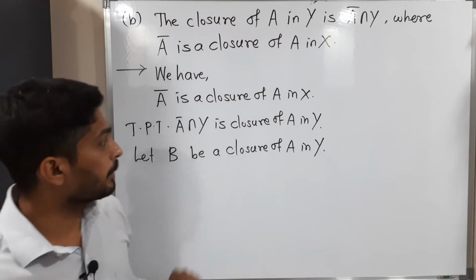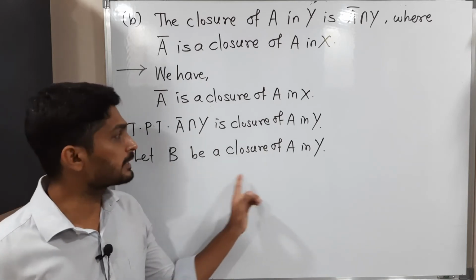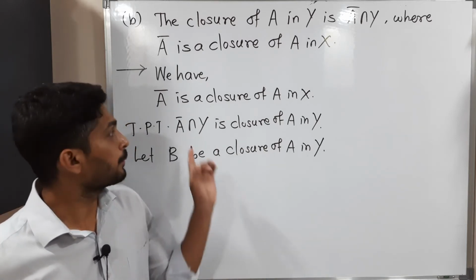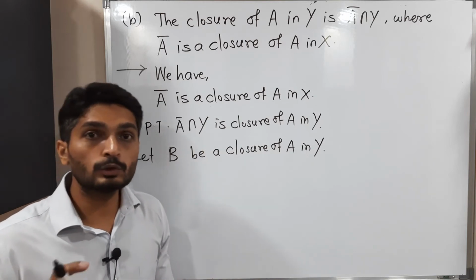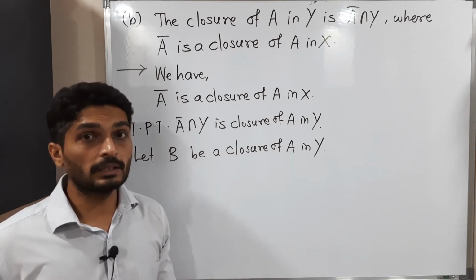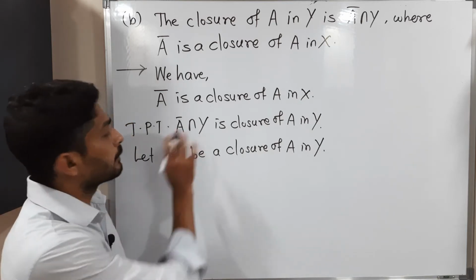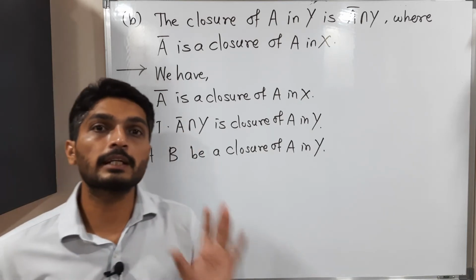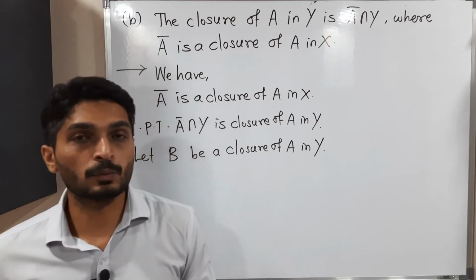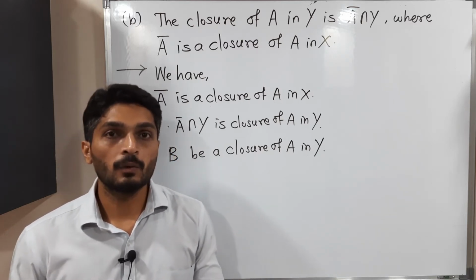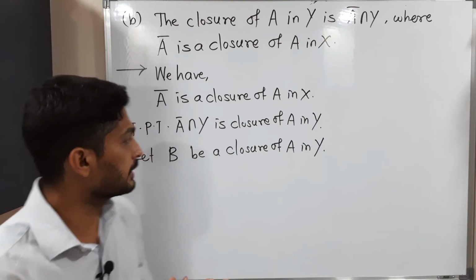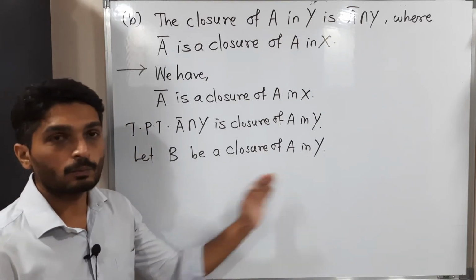Okay. So I am assuming B is the closure of A in Y. We have to prove A bar intersection Y is the closure of A in Y, but I am assuming B is the closure of A in Y. So finally what we have to prove is that B is equal to A bar intersection Y, then we can declare yes, A bar intersection Y is the closure of A in Y. Okay, so let us start with this: B is the closure of A in Y.